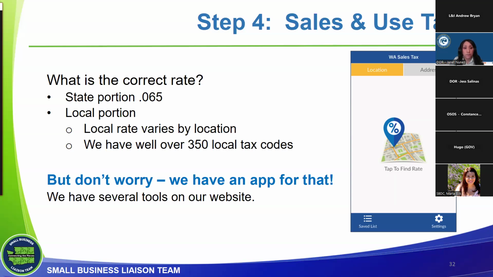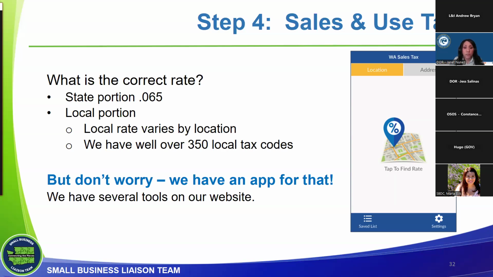The state rate is 6.5%, whereas the local rate varies depending on the location of the sale or the use of the item purchased. The department offers many free tools dedicated to helping businesses calculate the correct tax rates and obtain the correct location codes to report the tax. The tax rate lookup tool available on our website allows you to use an address or map tool to find the exact tax rate and location code.